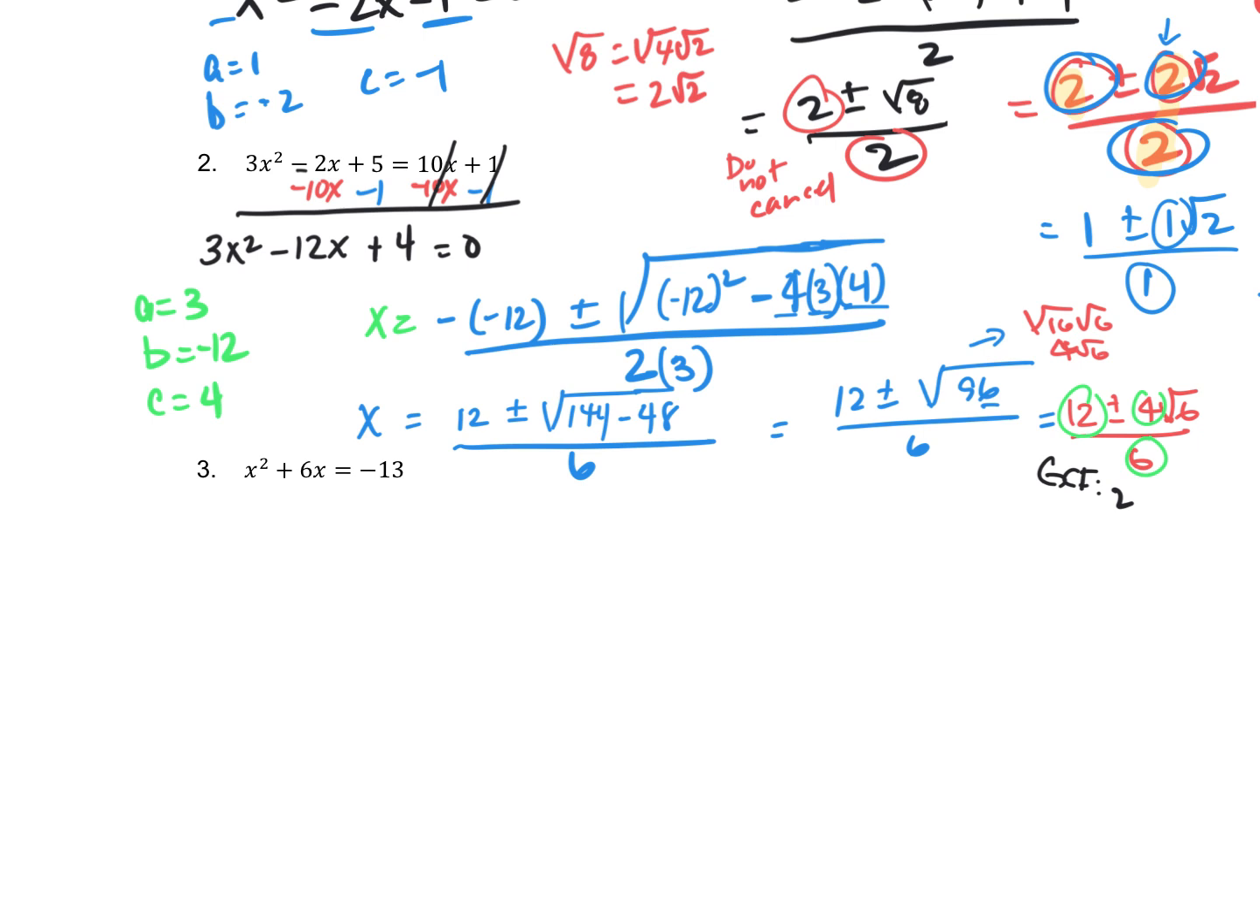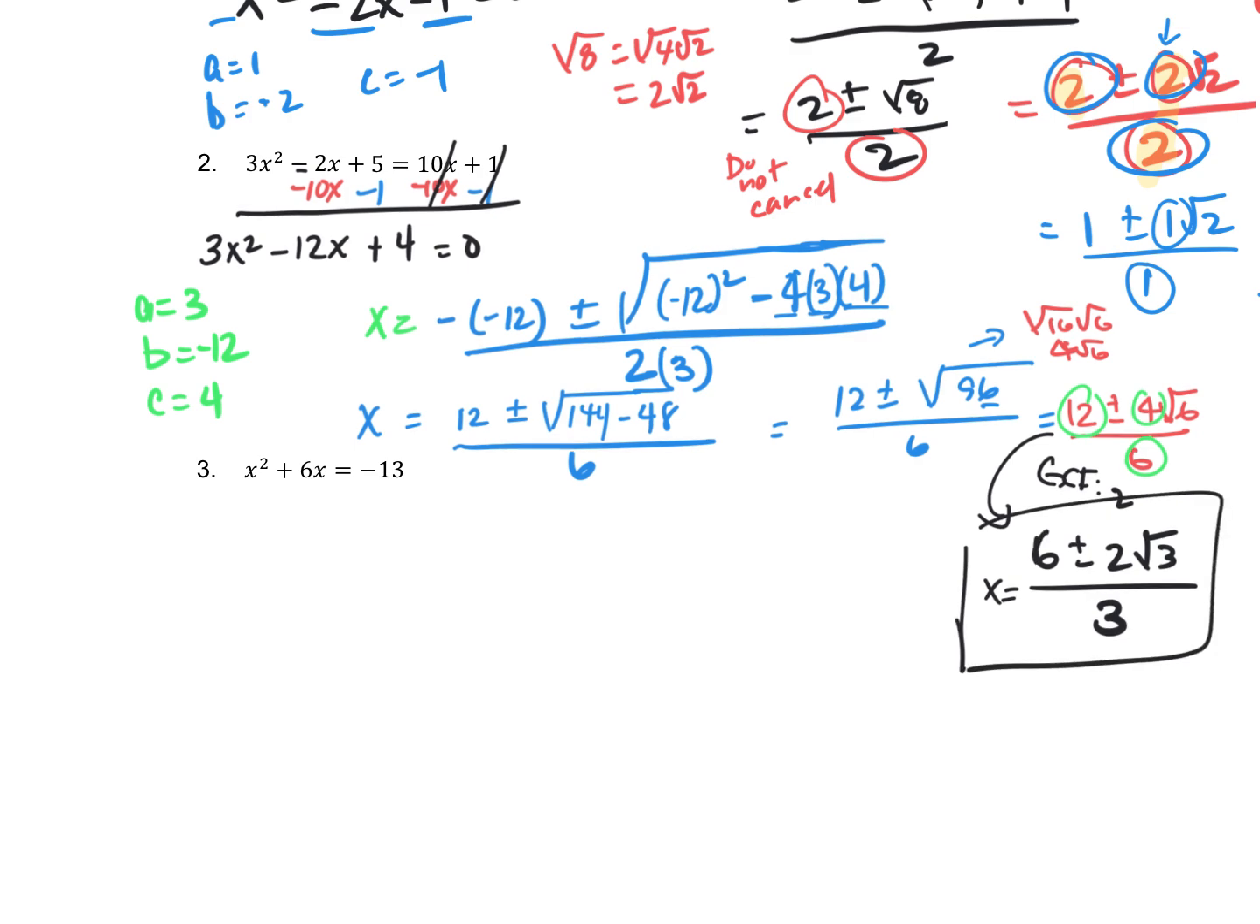So now divide everything by 2. And you wind up with 12 divided by 2 is 6, plus or minus 4 divided by 2 is 2, times the square root of that. And then 6 divided by 2 is a 3. So that's what x equals. 2 solutions. That's a 6, not a b.